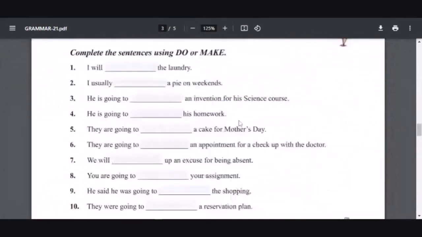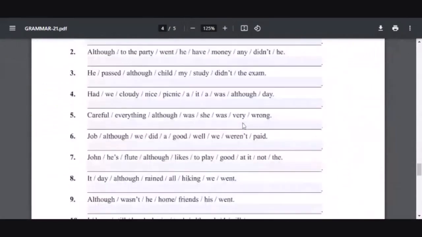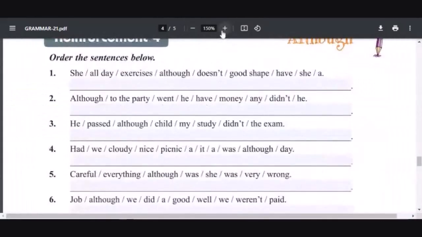So in this case, you told me reinforcement for. Okay, please, could you tell me the sentences that you have from reinforcement for? Just to check again. About the first one. I know that you complete until number 6, but I want to know what were your answers in this part. Okay, so although she doesn't have a good shape, she exercises all day.